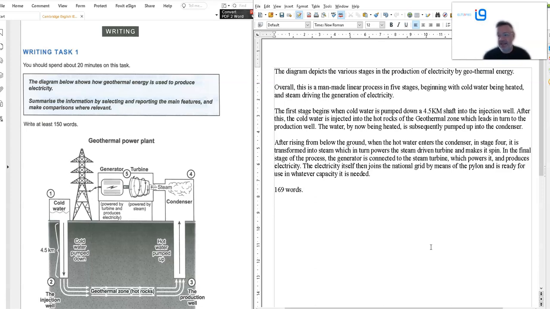I hope it gives you some ideas about how to structure it, how to break it down: introduction, overview, how to split the information into a couple of paragraphs. Here it was easy: below ground, above ground, and logical structure. That's what you actually need. So I hope that helps.